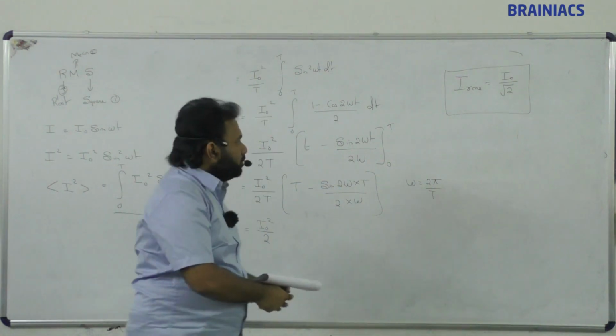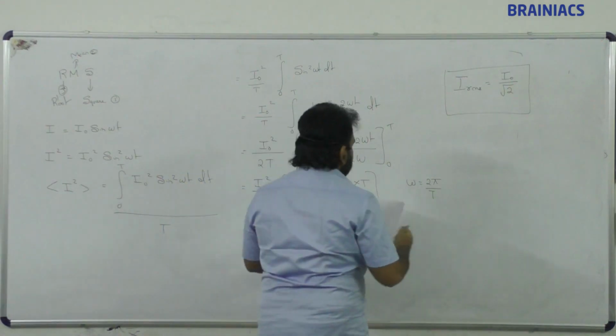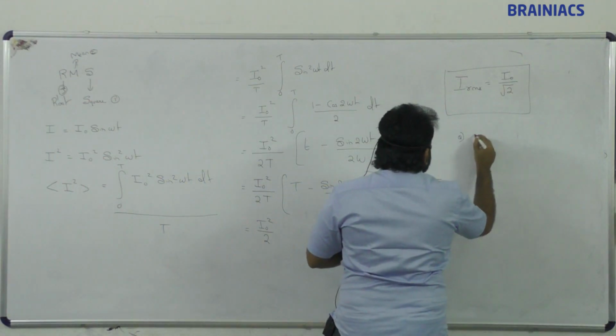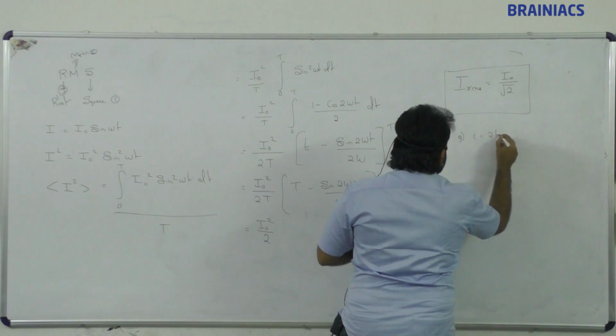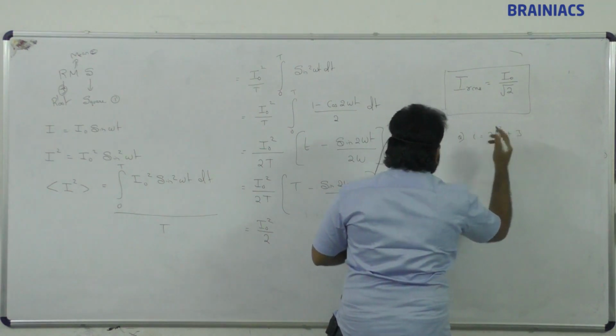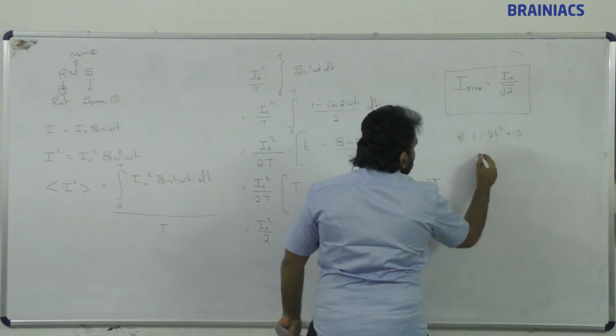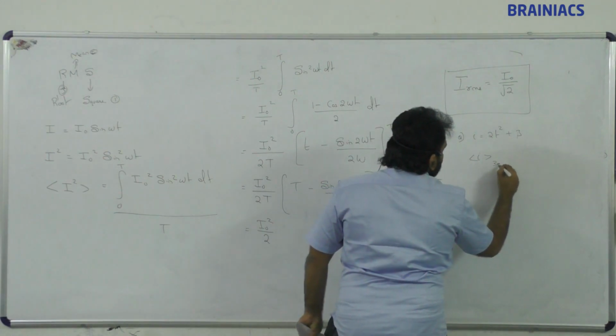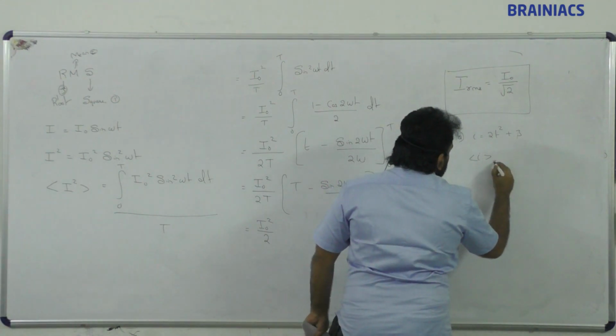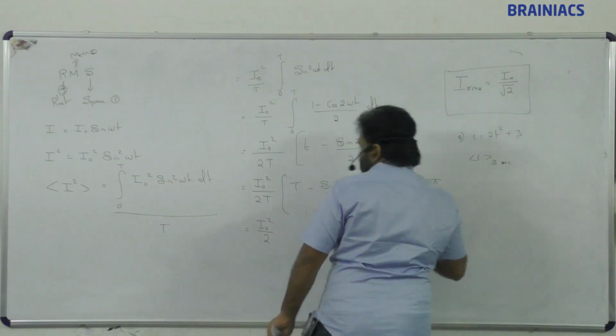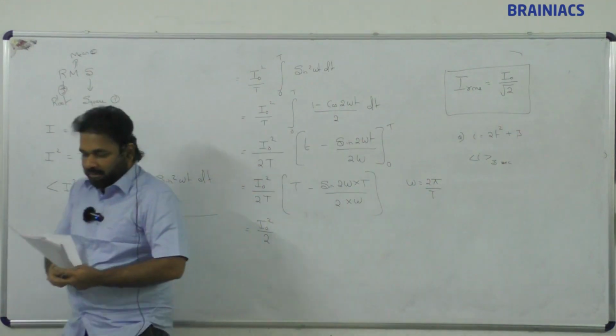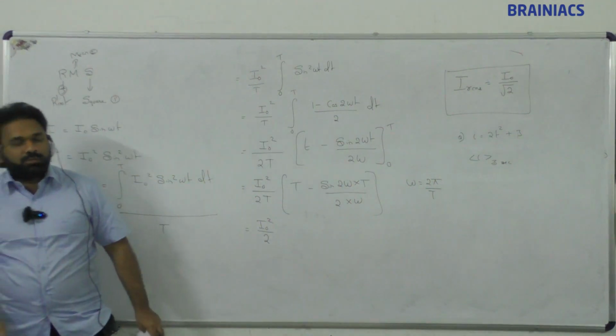Right, now do one thing. Suppose I is equal to 2t square plus 3. Find the average value of this function for a time period of 3 seconds.